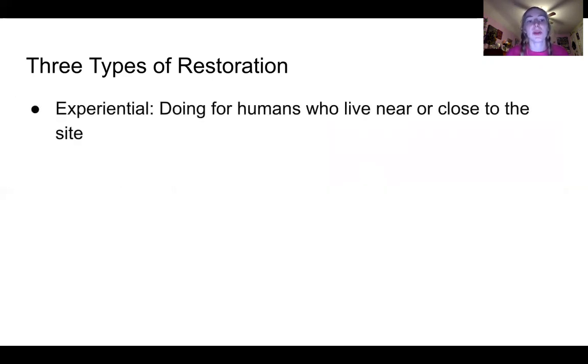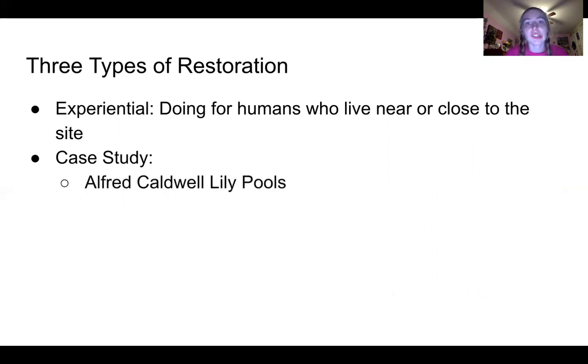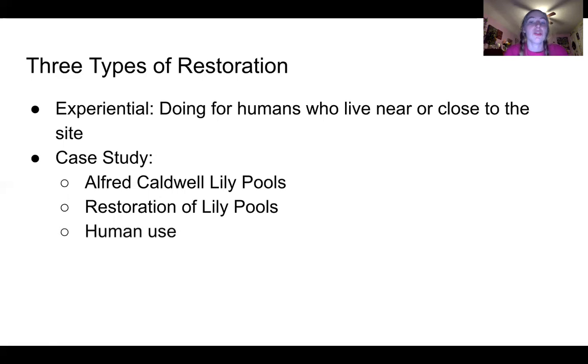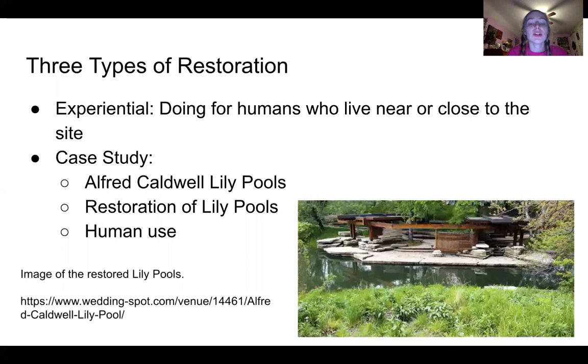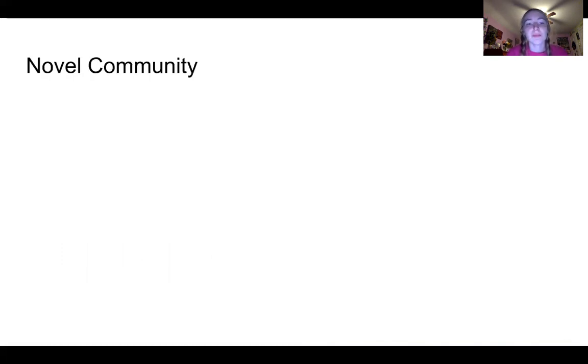And the last type is experiential, which is doing the restoration for humans that live near the area or in it. And this is usually for parks, or it could be for aesthetic pleasing, like recreation, different things like that. A case study of this is the restoration of the Alfred Caldwell lily ponds in Chicago, Illinois. And so they restored the lily ponds, which had fallen into disrepair just due to overuse and lack of maintaining. And so they restored it so that birders and anyone could go and enjoy the lily ponds. Here is an image of the restored lily ponds to its historical time.